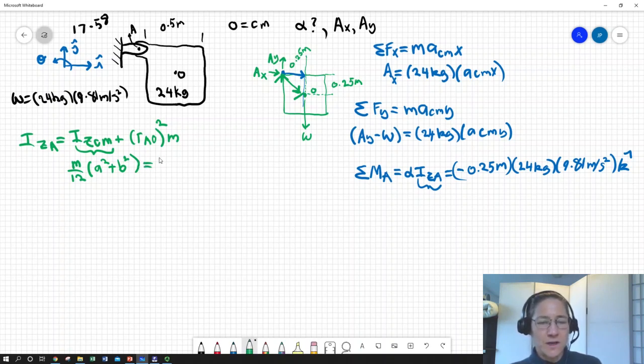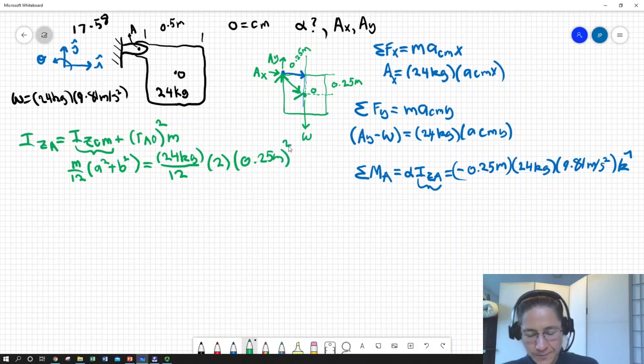So this is really equal to, since we have a mass of 24 kilograms, 24 kilograms divided by 12 times 2 times 0.25 meters squared. So that all adds up to, surprisingly, 1 kilogram meters squared. Now that's convenient.